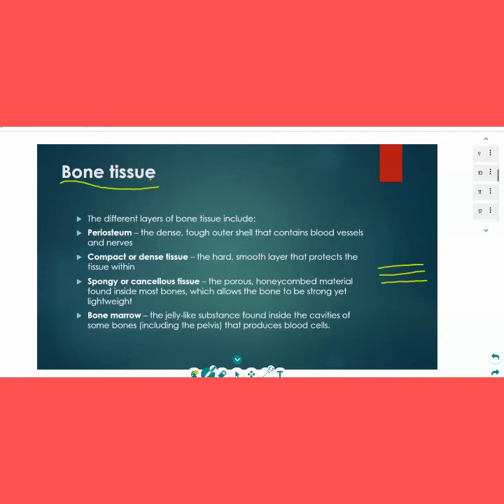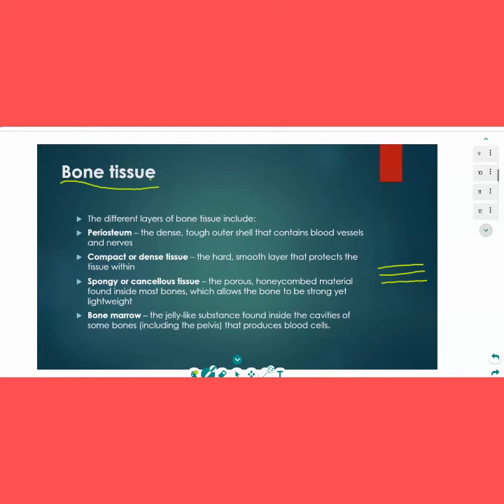So if you take a bone as a whole thing, there will be different layers. The topmost layer we call as what? The periosteum. Just note the spelling, I'm writing it down.